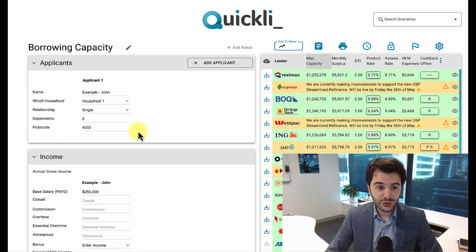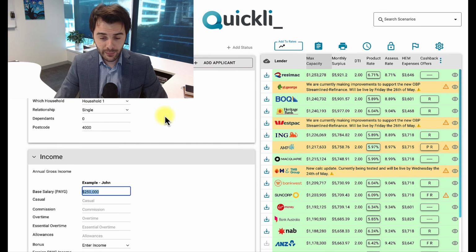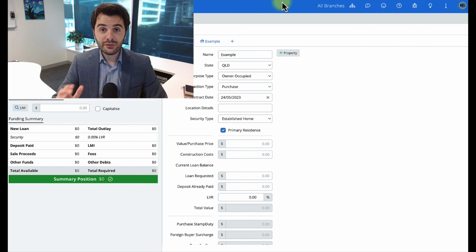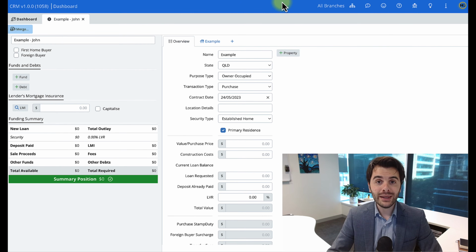So looking back at John, let's just assume his situation is simple, that he's earning a huge amount of money, $250,000 in this case, and doesn't have any children and is single. Well, then his borrowing capacity would be over $1 million. Now, if John didn't have any savings, it would mean that the bank couldn't lend him any money.